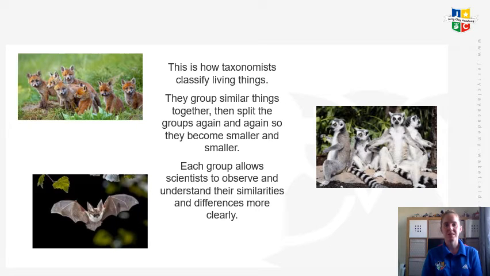The example with the snacks that we've just looked at is exactly how taxonomists classify living things. They group similar things together first of all, then they split the groups again and again, so the groups become even smaller and smaller, which will then make it easier for them to research and to follow and to investigate further. So each group allows the scientists to observe and understand their similarities and differences more clearly with the smaller groups.